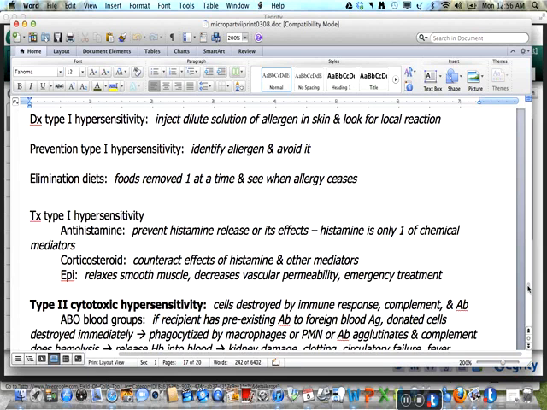Antihistamines prevent the release of histamine or its effects. This has limited effectiveness since histamine is only one of the chemical mediators. Corticosteroids counteract the effects of histamine and other mediators. Epinephrine relaxes the smooth muscle and decreases vascular permeability. It is only used as an emergency treatment. There are numerous other products on the market for hay fever type reactions that work through various mechanisms.